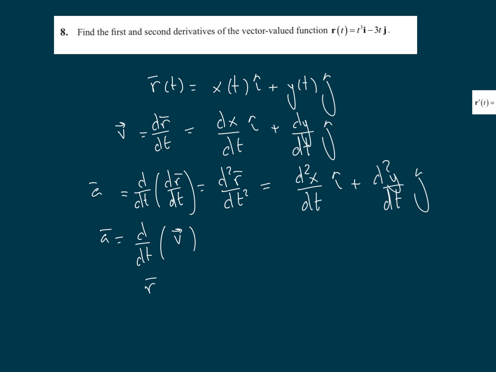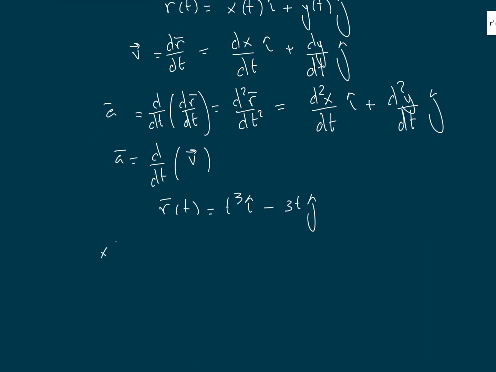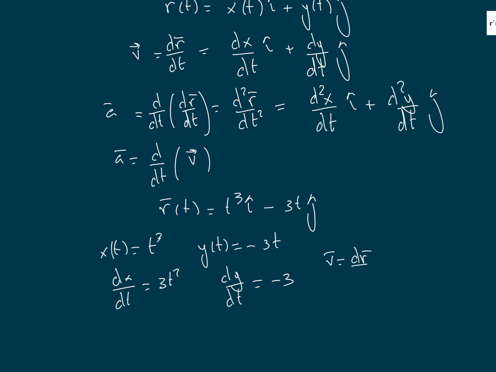What is the derivative of r of t? Now r of t is t cubed i plus minus 3t j. So the x of t is clearly t cubed. The y of t is minus 3t. And the derivative of x with respect to t is 3t squared. And the derivative of y with respect to t is minus 3. So the vector velocity, the derivative of r with respect to t, is the derivative of x, 3t squared i, plus the derivative of y, minus 3j. So this is the first derivative of the vector valued function.